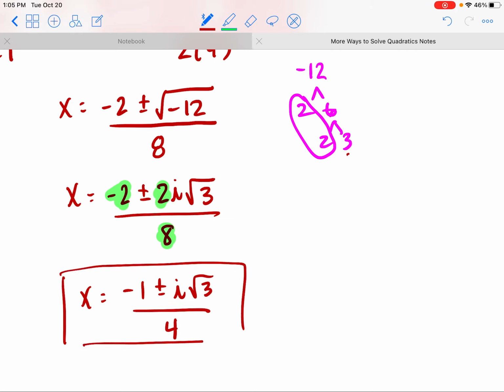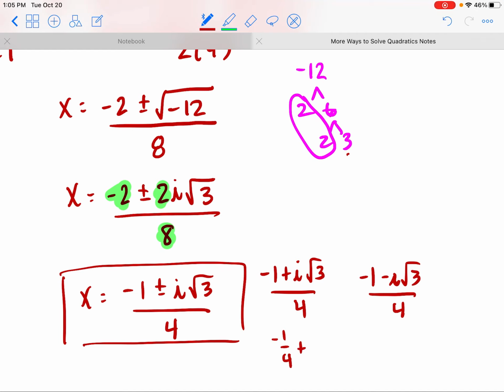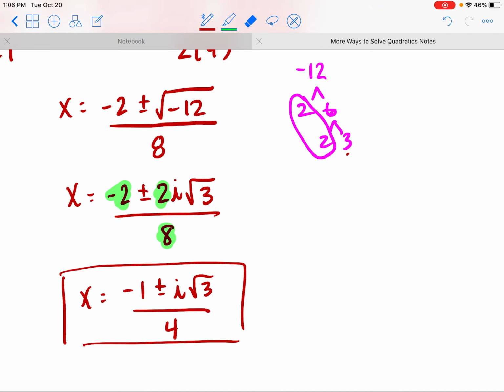And those are our two complex solutions. Okay? Ugly, but there they are. And just again, so you're recognizing, this is saying negative 1 plus i radical 3 over 4 is a solution, or negative 1 minus i radical 3 over 4 is a solution. And really, you could split this up if you said negative 1 over 4 plus i radical 3 over 4, or negative 1 over 4 minus i radical 3 over 4 says the same thing. So if you wanted to split the fractions up, that's totally okay too. Just recognize that they're equivalent. Although I'm totally okay with you just leaving it here as long as it's reduced, okay?